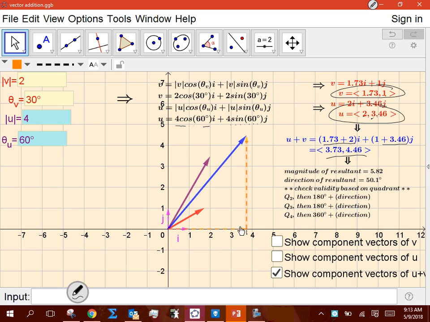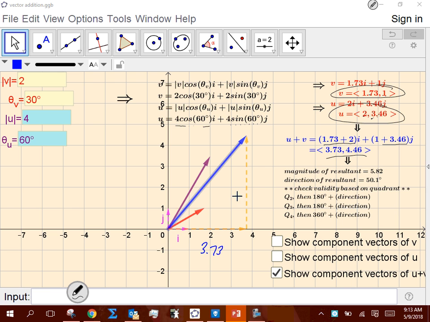If I couple those two together, what is that horizontal vector? What's the relationship between it and this vertical vector? They are what to one another? Perpendicular. So do I have a right triangle here? And if I want to find the hypotenuse of the right triangle, how do I do that? I know that this distance here is 3.73, and this one here is 4.46. How can I find the length of that resultant? Pythagorean theorem. And it tells me that through the Pythagorean theorem, it should give me 5.82.